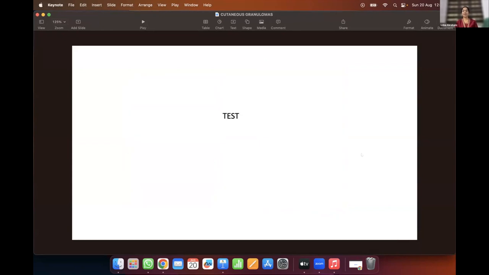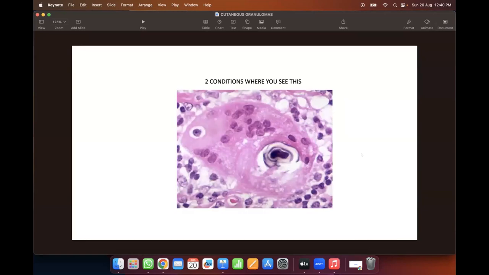So I think we're done with that. Shall I go ahead with the test? Just 5 slides, it's a very simple one. If you've listened, you can answer it easily. Shall I start? Okay, go ahead. The first one: what is this body, and name 2 conditions wherein you see this? You can put it in your chat box.